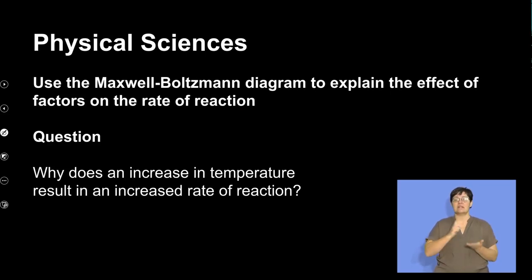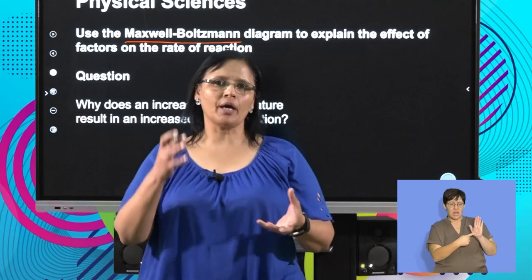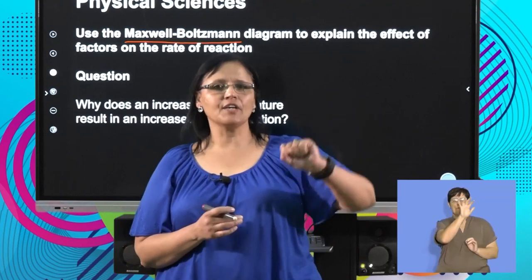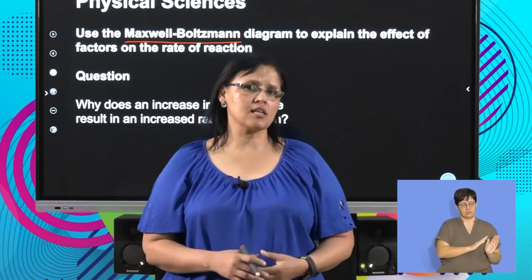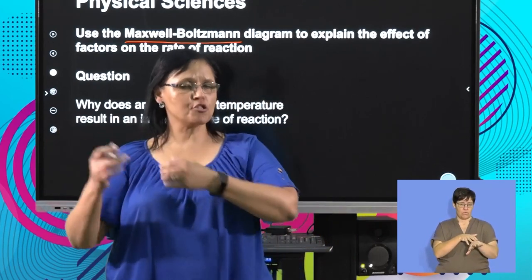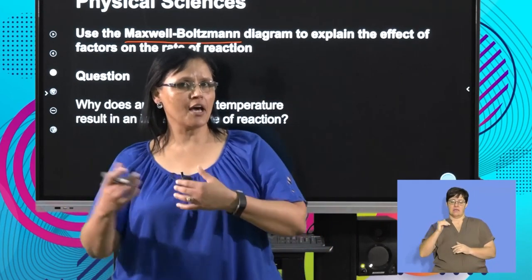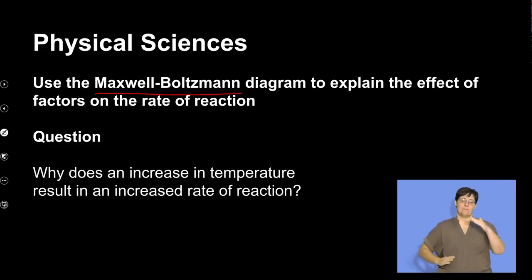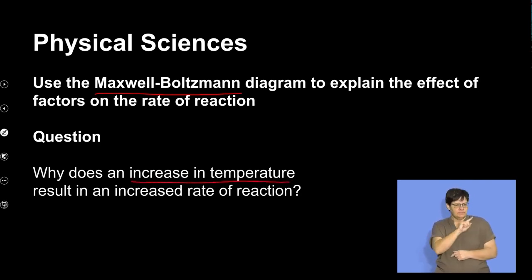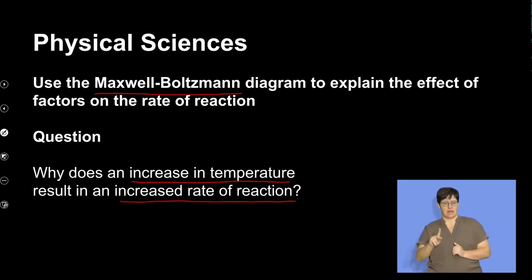We spoke about the Maxwell-Boltzmann normal distribution curve. We said last time that it's a statistical curve where we have some of our particles having a lower energy or lower kinetic energy, moving at a slower pace, as opposed to higher energy, higher average kinetic energy, and where we obviously have the peak in our graph. The question today is, why does an increase in temperature result in an increased rate of reaction?